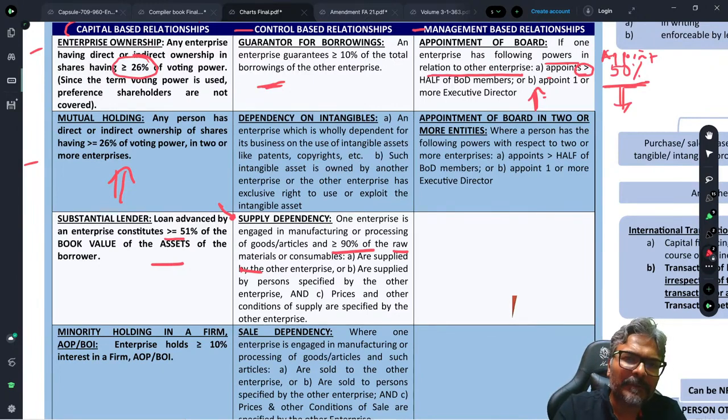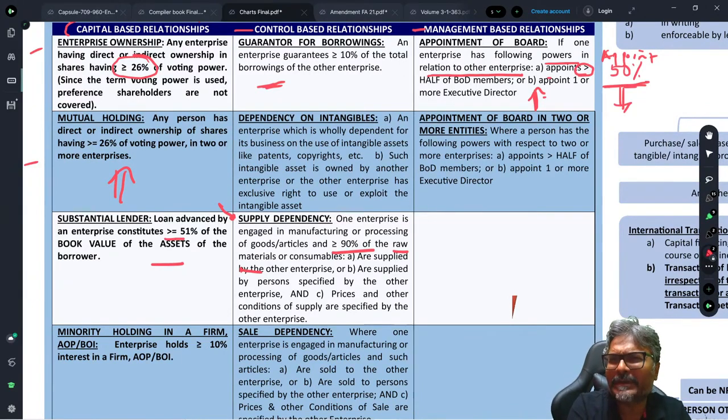So if it is 50% of the board members in the other entity, students, in that case, can it be considered as an associated enterprise if it is exactly 50%? Answer is no. It has to be more than 50%. This is such an important point, students, in the examination. This was a May 19 attempt question. Very unfortunate.